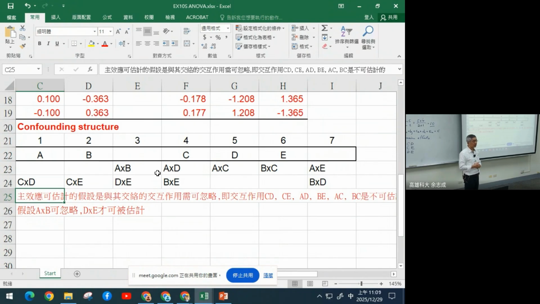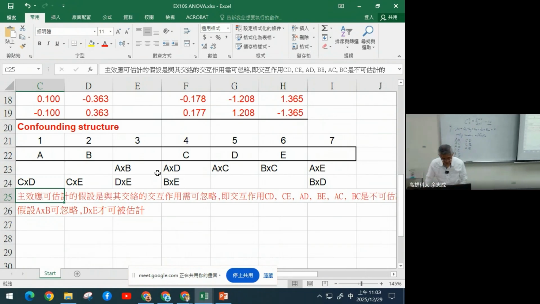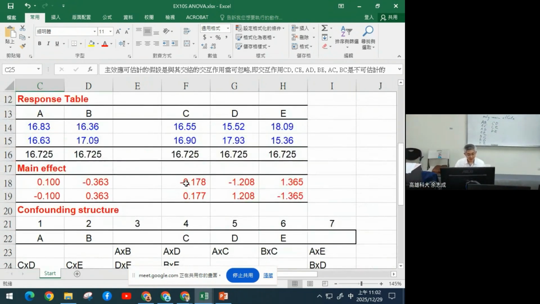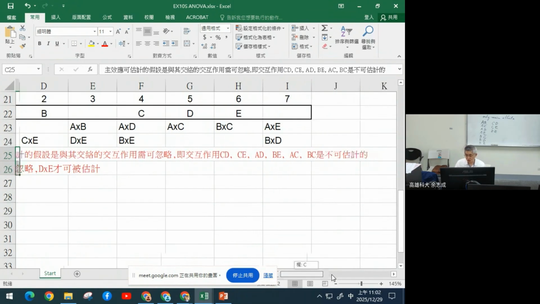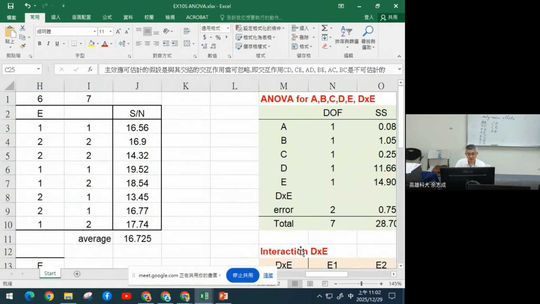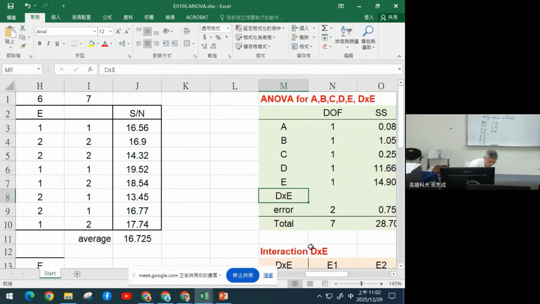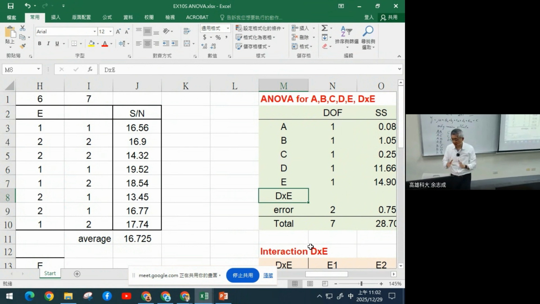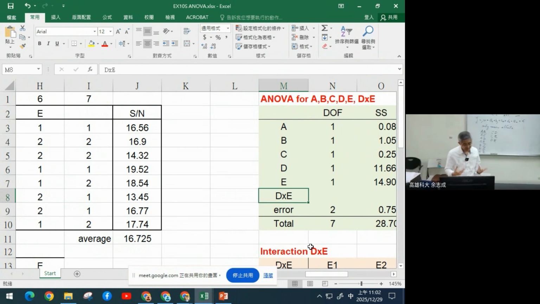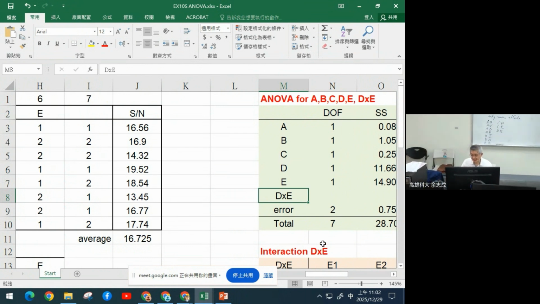Any questions? This is very important before you do the ANOVA. All right. So as you can see, you can do these confounding structures and make sure your assumption before you do the analysis of interactions. ANOVA for DE. All right. Let's assume it is estimable. Then let's try to estimate how to estimate the interaction DE.